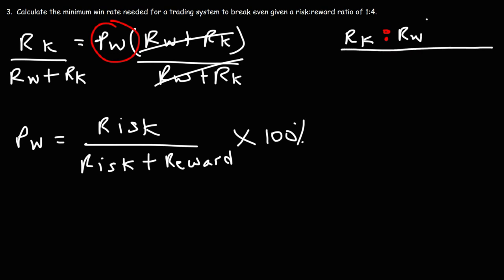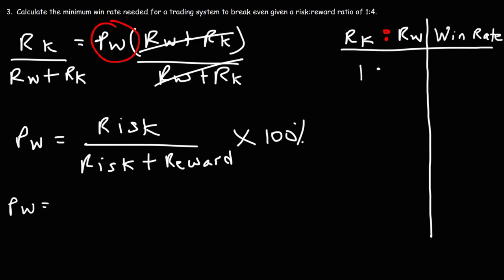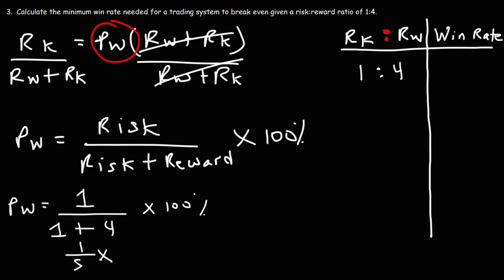So let's make a table. And on the right, we're going to put the win rate. So in this example, we have a risk-reward ratio of 1 to 4. So the risk is 1, the reward is 4. So it's basically 1 over 5 times 100%. 1 over 5 is 0.20, and 0.20 times 100% is 20%.